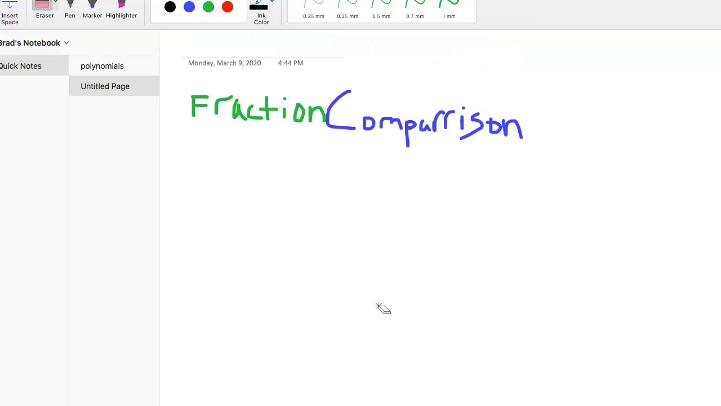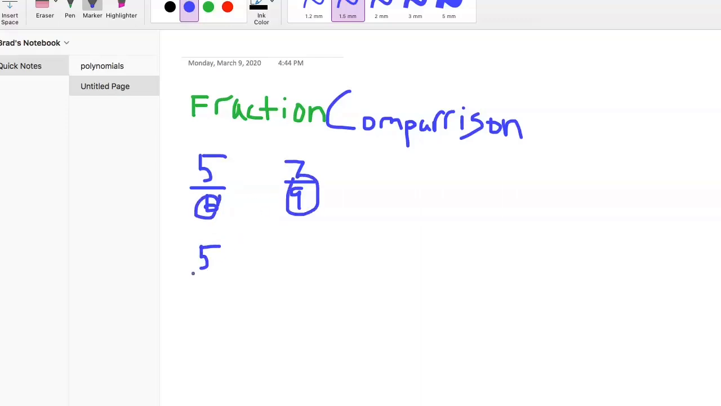Okay, let's see here. So how about, this one's a little trickier. What if we said it was 5/6 and 7/9? Okay. For most people, not instantly obvious which one's bigger. So again, we're just gonna multiply the two denominators together. So we have a 6 and a 9. 6 times 9 is 54.